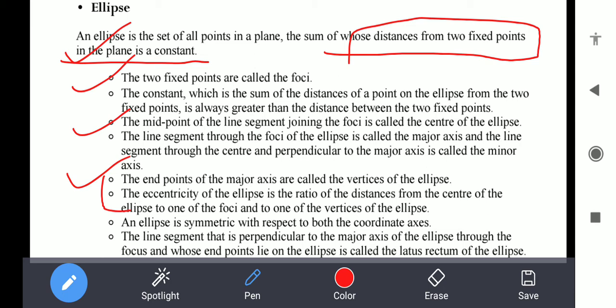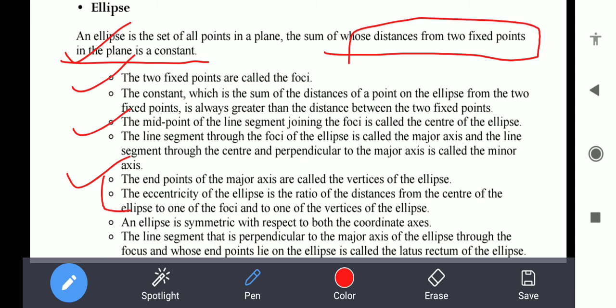The ratio of the distance from the center to the focus upon the distance from the center to the vertex is called the eccentricity. An ellipse is symmetric with respect to both coordinate axes, that is, the x-axis and the y-axis, both.